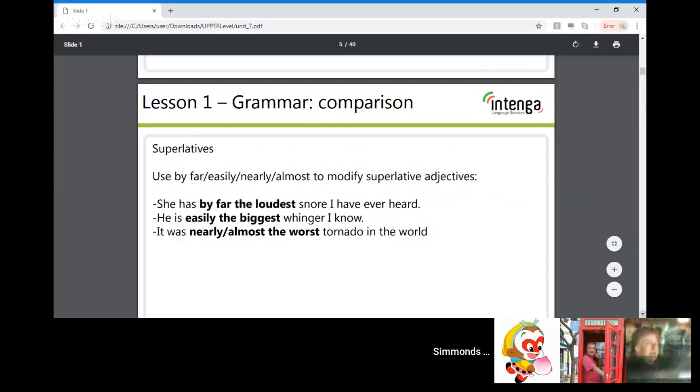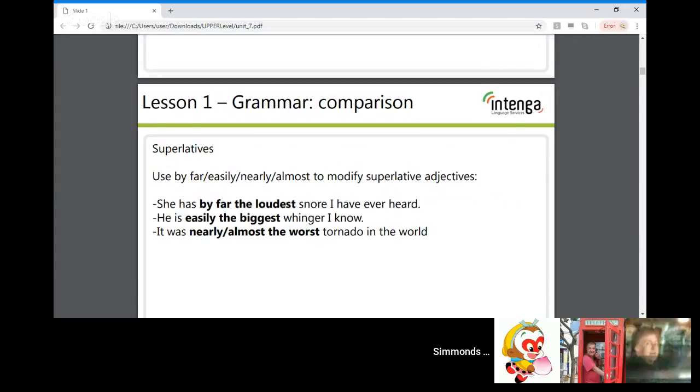Comparative, superlative. Comparatives compare two things. Superlatives are like of everything, okay? So, she has by far the loudest snore I have ever heard. Out of all of the people snoring in your life, she, whoever that may be, has the loudest snore, okay? So that's what it's talking about.